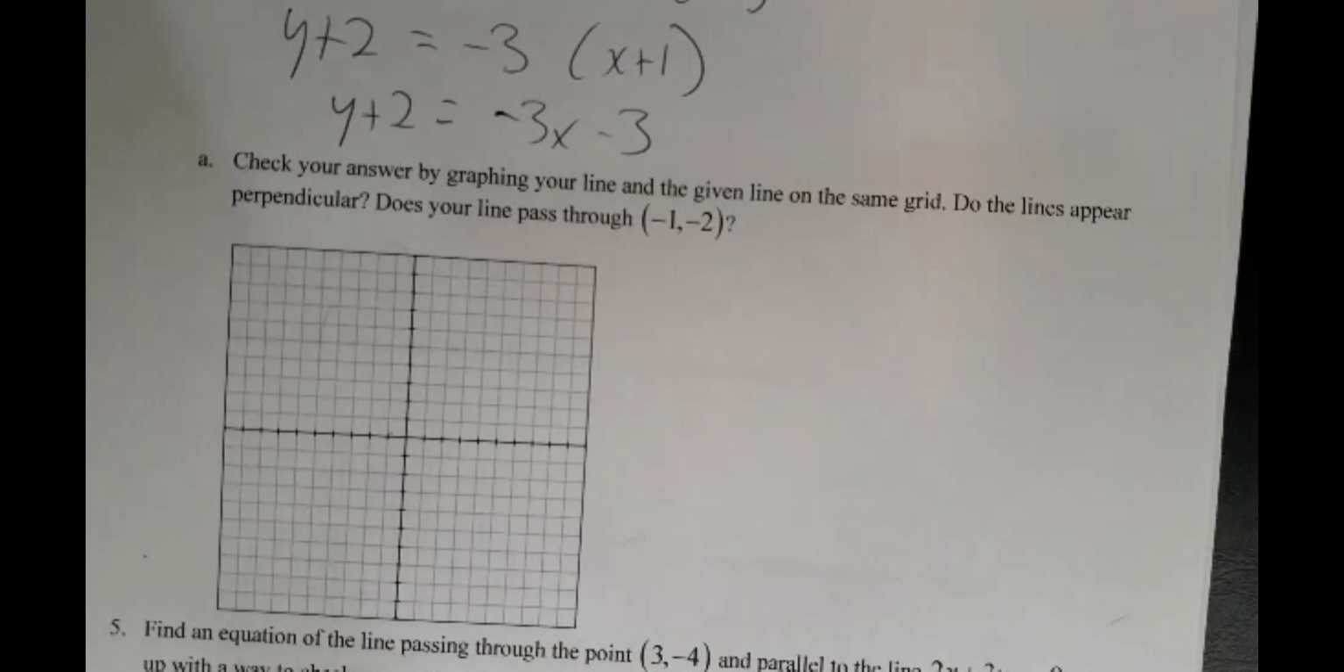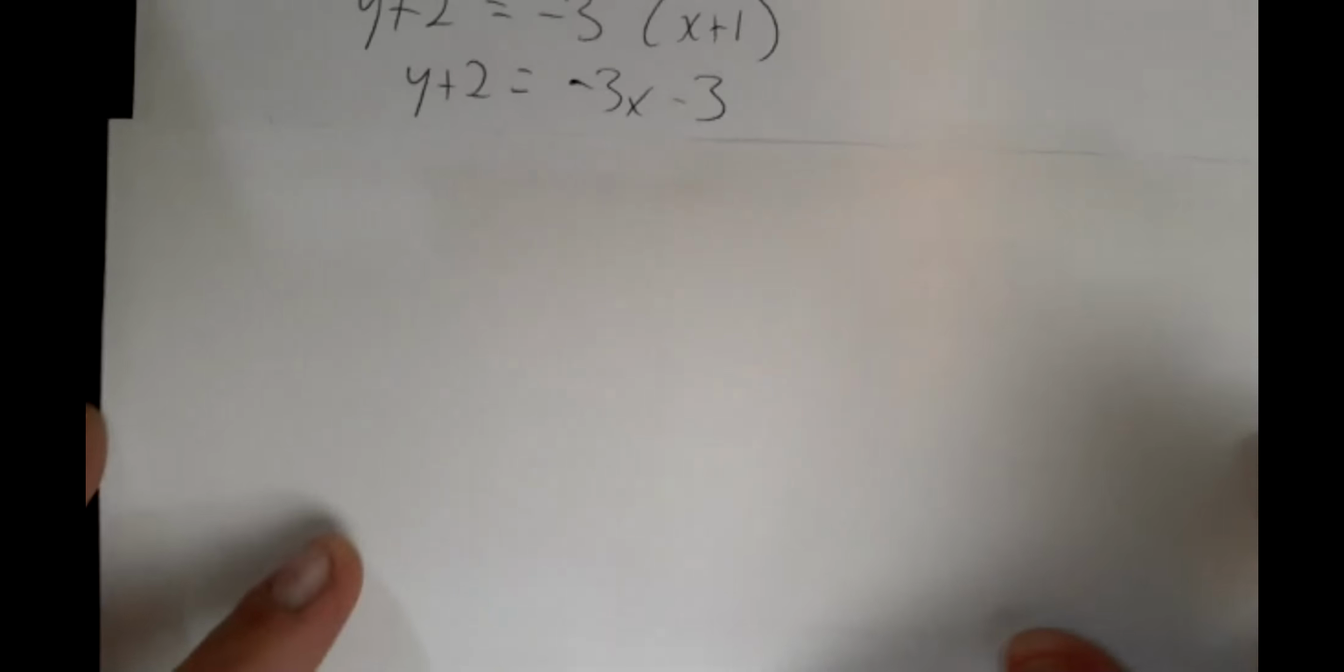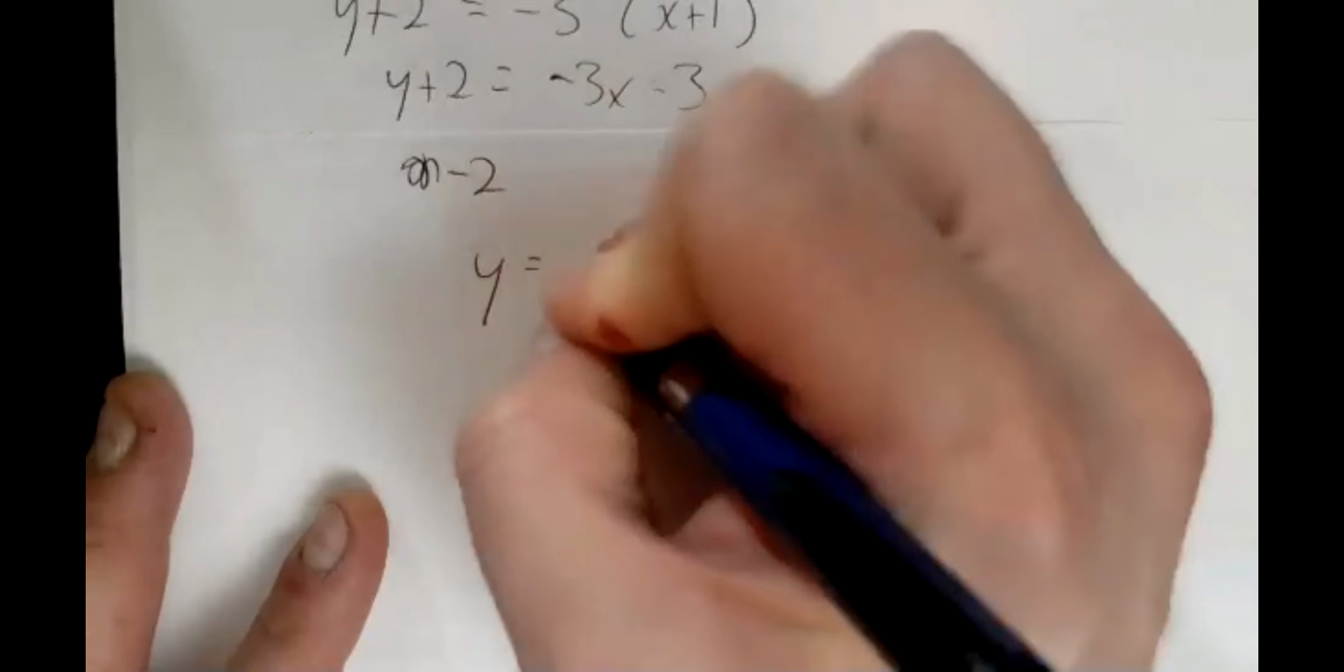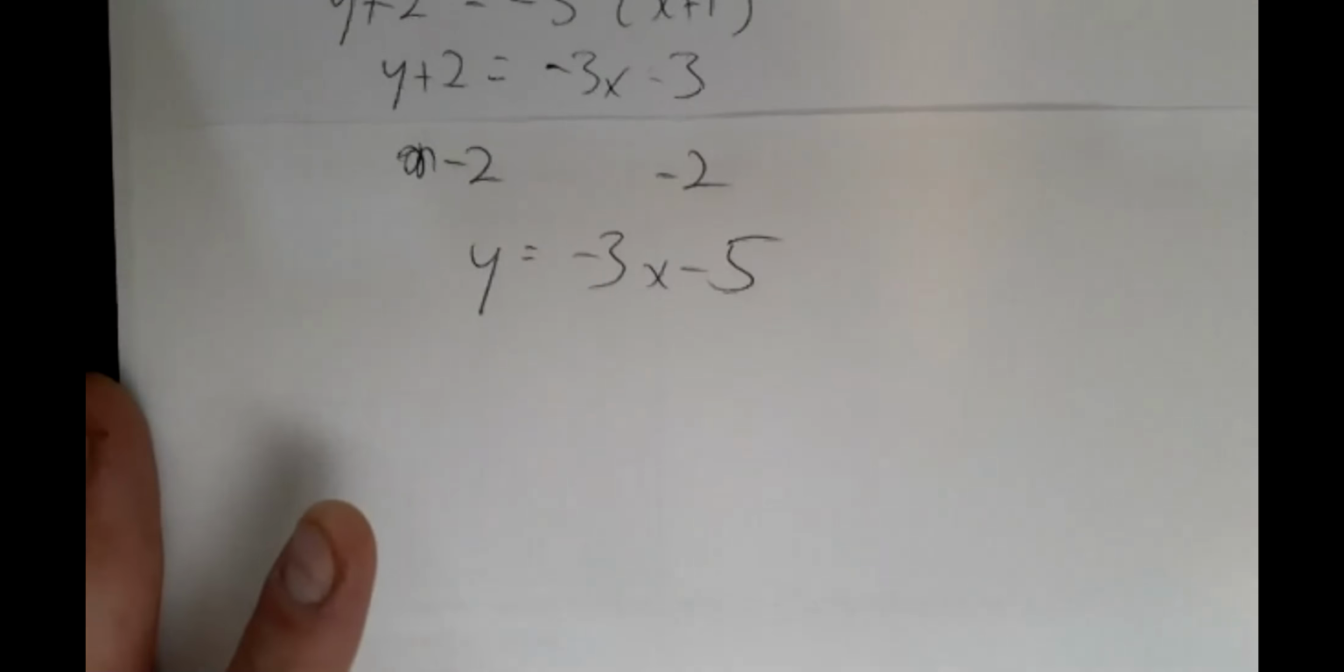And the last thing I have to do here is I have to add 2 to both sides. Let me keep it going down. I got to subtract 2 from both sides, sorry. So y equals -3x minus 5.